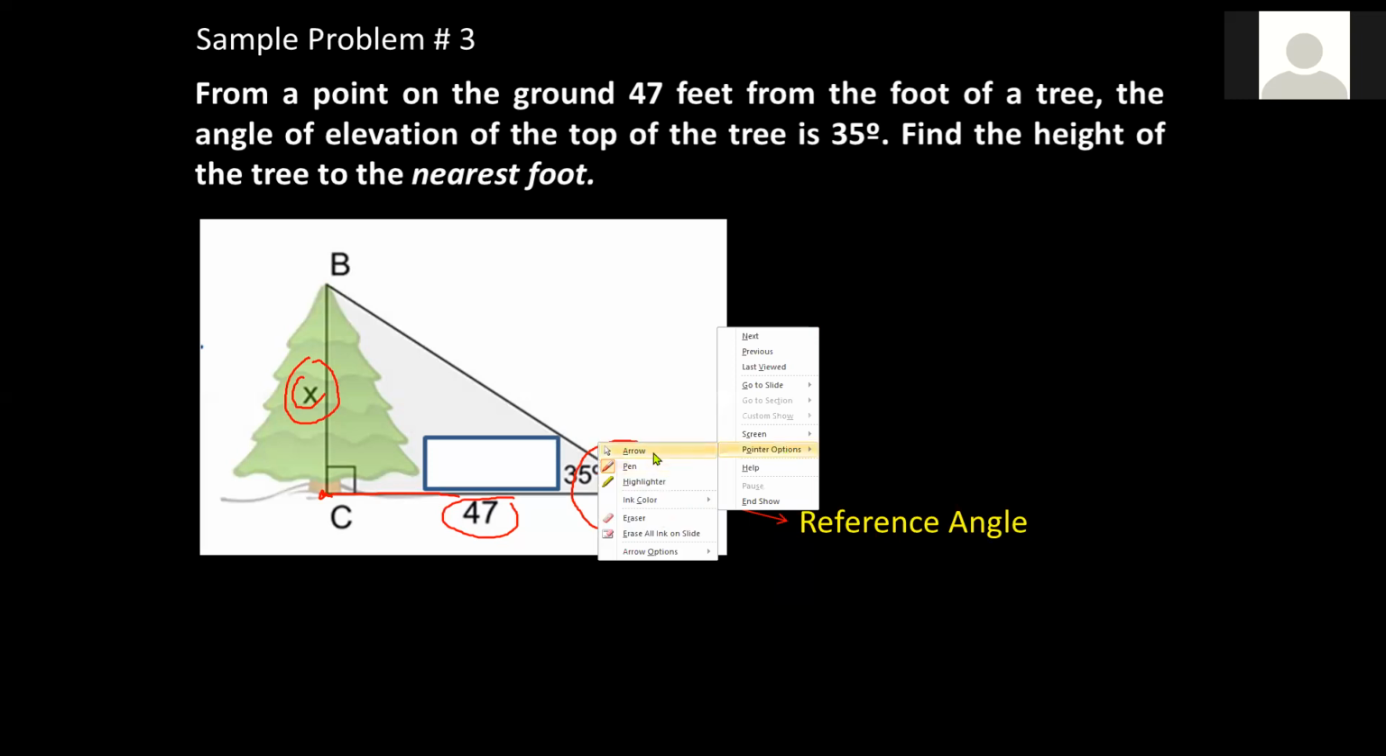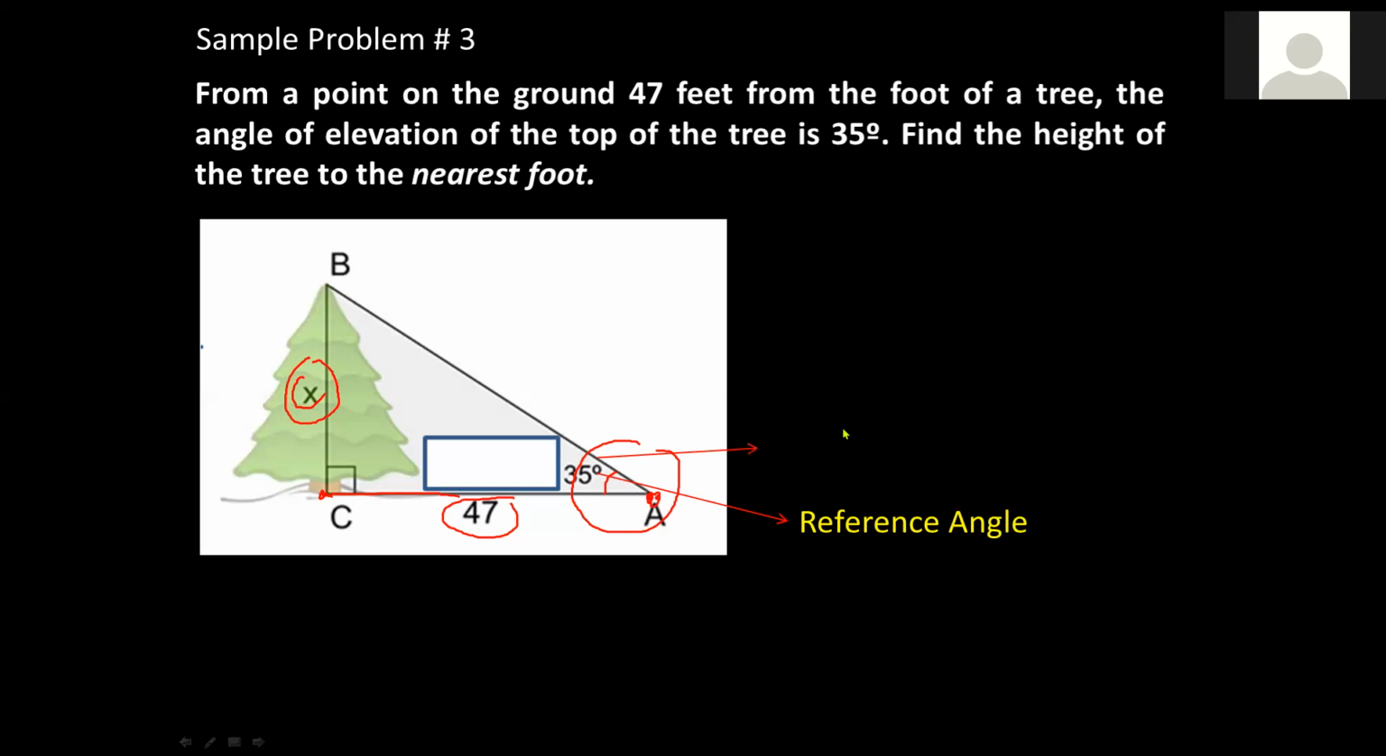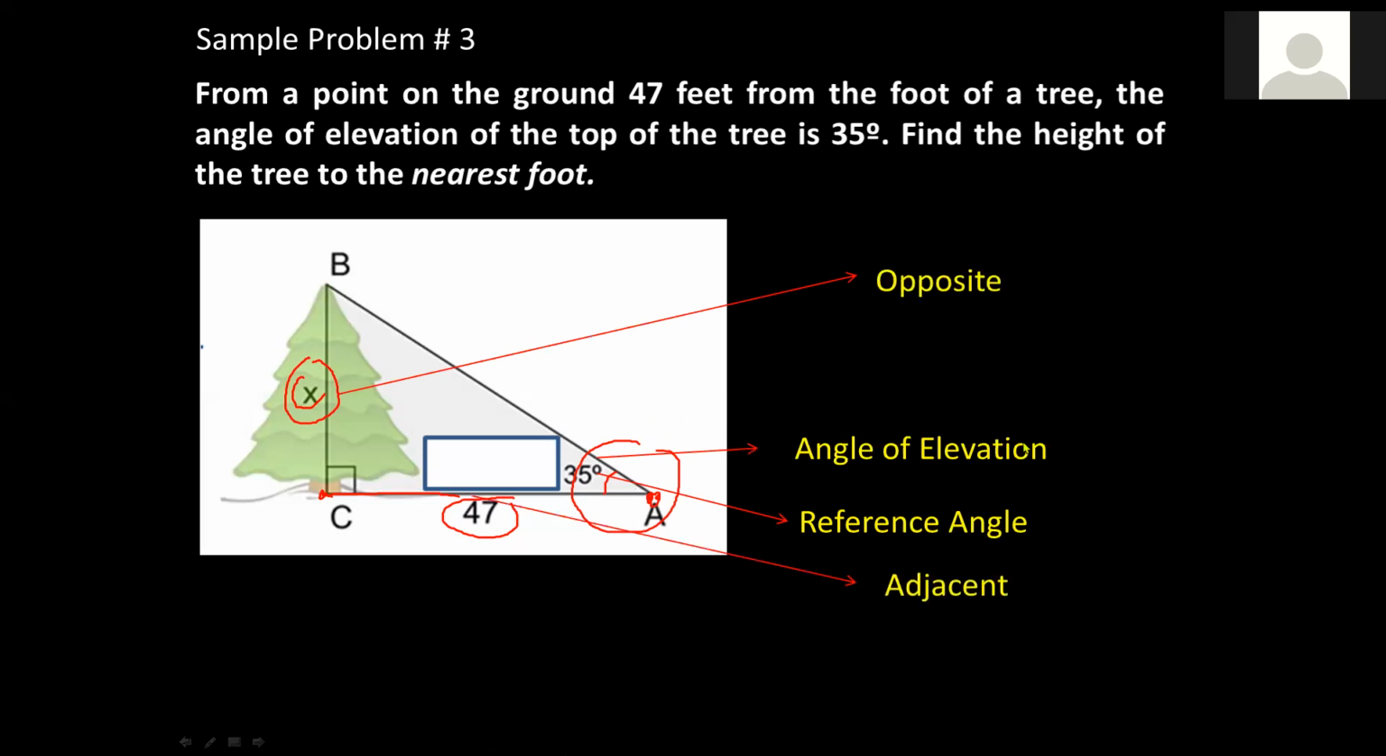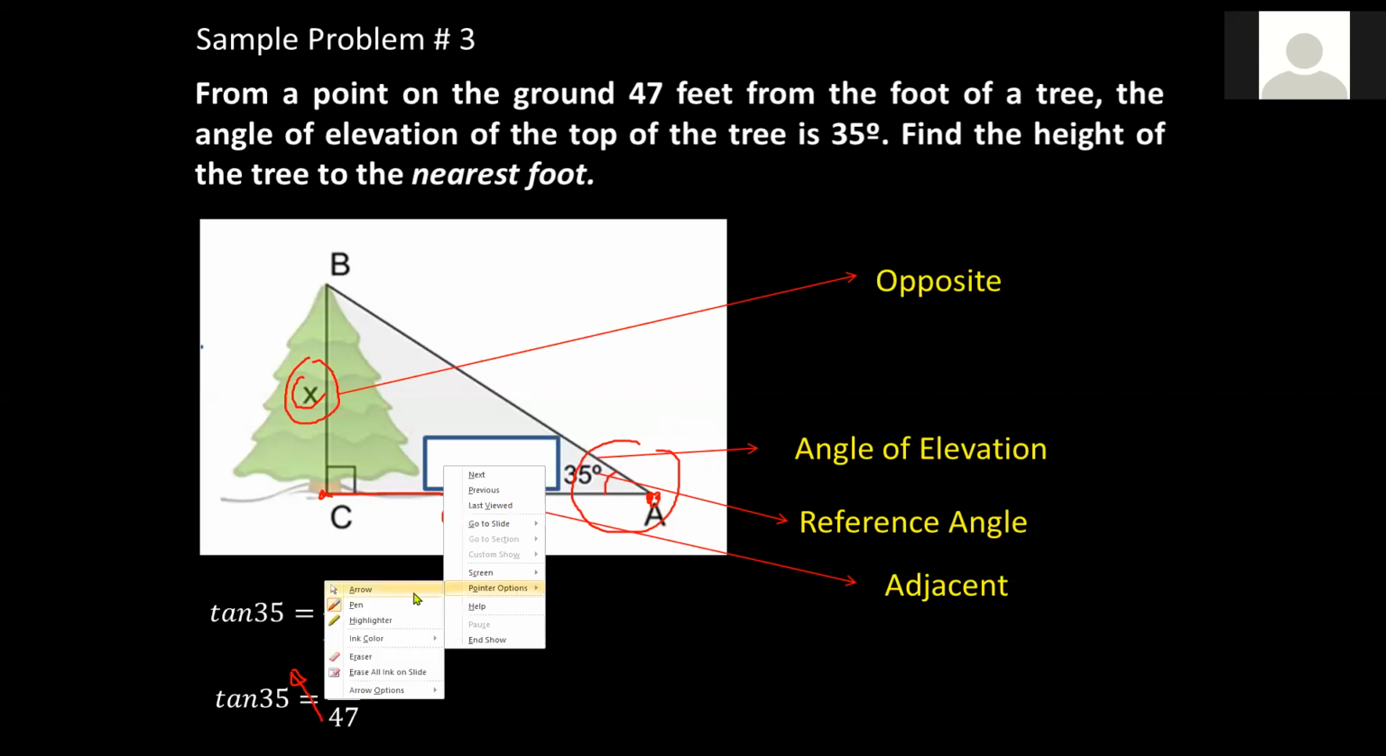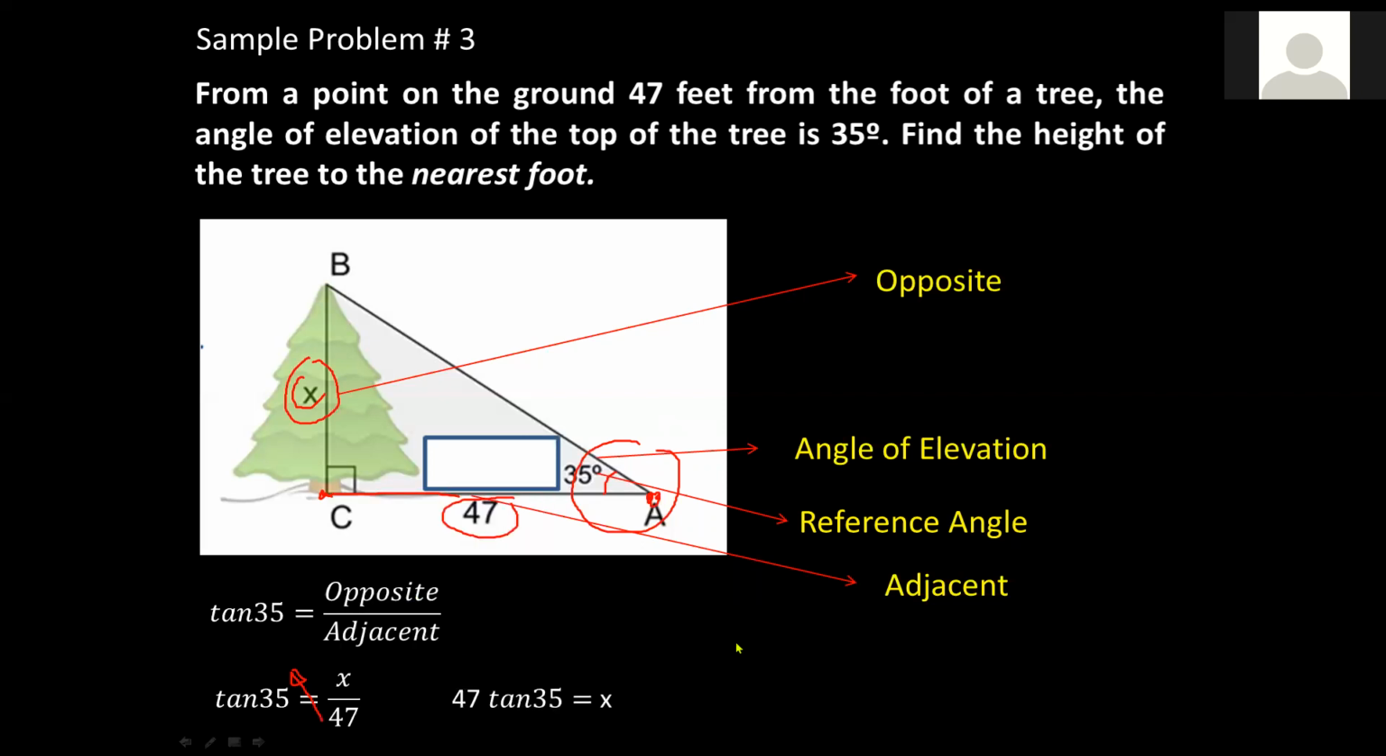Okay, let's continue. So, 35 degrees is our reference angle and it is also our angle of elevation. Now, x is our opposite and 47 is our adjacent. Again, if opposite and adjacent are involved, what function will we use? Tangent po, sir. Tangent. So, tangent of 35 is equal to opposite over adjacent, or tangent 35 is equal to x over 47. Our opposite is x and 47 is our adjacent. Direct substitution. Tangent 35 is equal to x over 47. And then for the continuation of our computation, to solve for x, we just need to cross-multiply the 47 to the tangent 35. Doing that, x is equal to 47 times tangent 35.